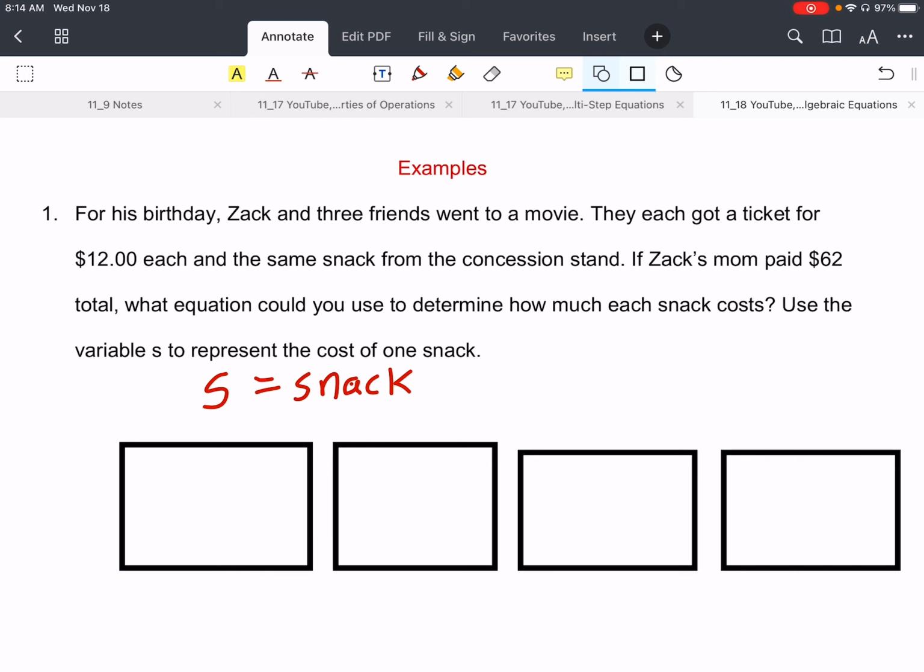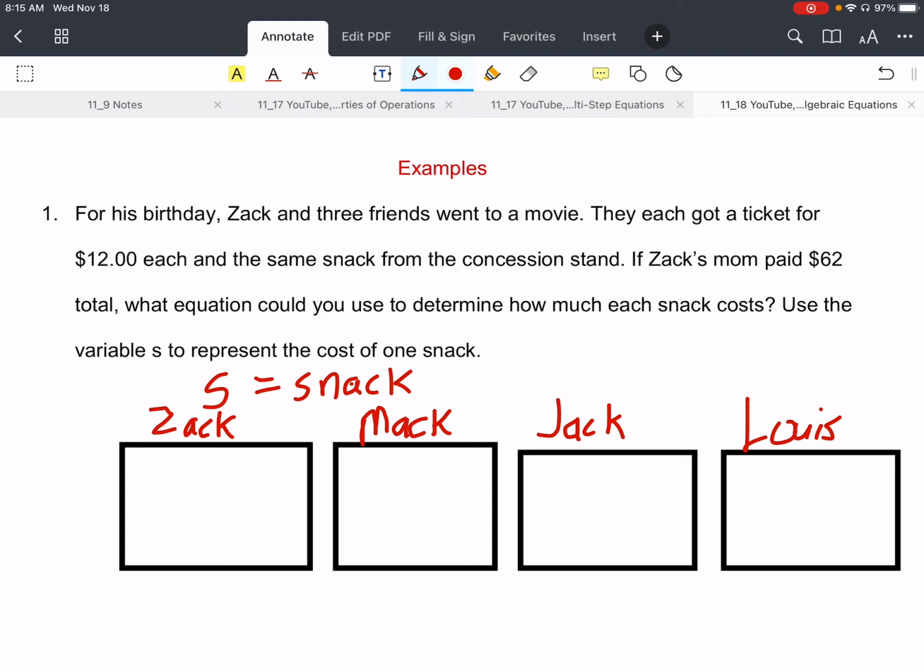So I'm going to, just as a visual, represent each person. So we could even name them, right? So we have Zach. Let's name his friend Mac. And then we have Jack. And we have Lewis, because they all rhyme.